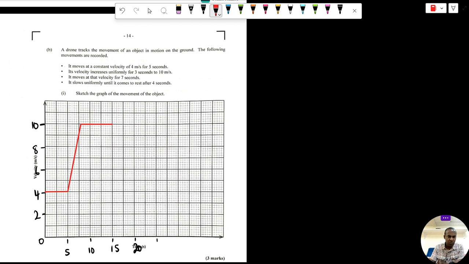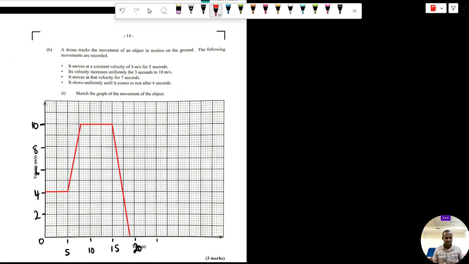And then lastly, what we're told is that it slows uniformly until it comes to rest after 4 seconds. So currently, it has been moving for 15 seconds, and it's going to come to rest in a further 4 seconds, which means that the total time of the motion will, of course, be 19 seconds. And so we'll continue from there. We draw a straight line sloping downwards, stopping at 19, which would be right here. Good. Right. And essentially, that is our graph of motion, right?